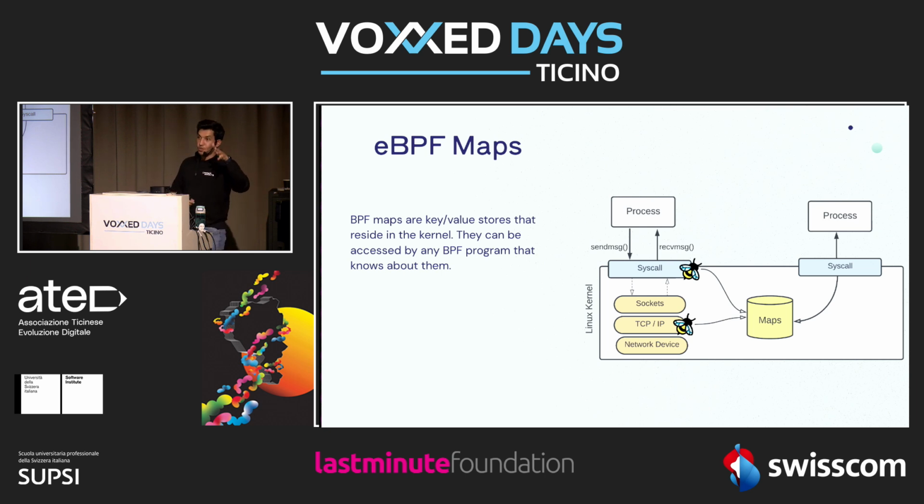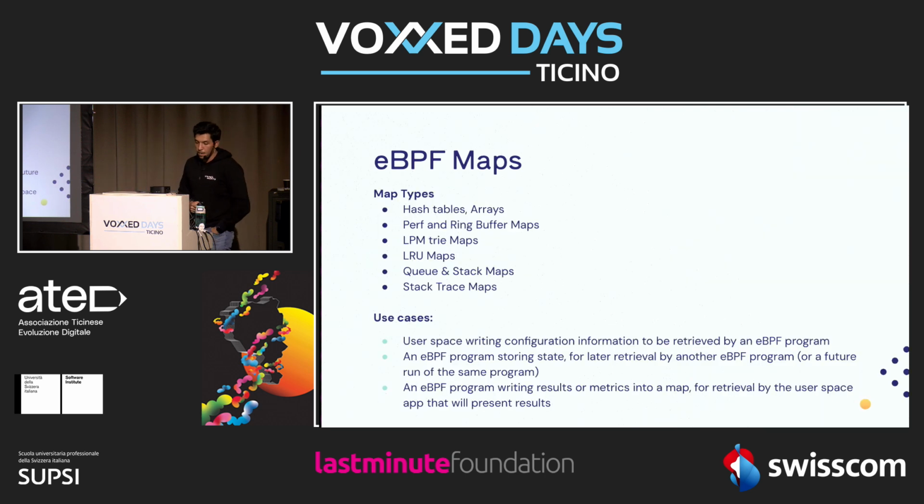You can share the data between the user space and the kernel the other way around, meaning that you have some configuration you want to have at runtime, in real time. You can configure it in your user space program and then inject it into the eBPF maps, and your eBPF program will read it. There are different types. As I mentioned, hash tables were the first ones to get introduced, and then they were tweaked to serve different needs. Arrays, least recently used maps, queues, stacks, different types of data structures that can be used for different things.